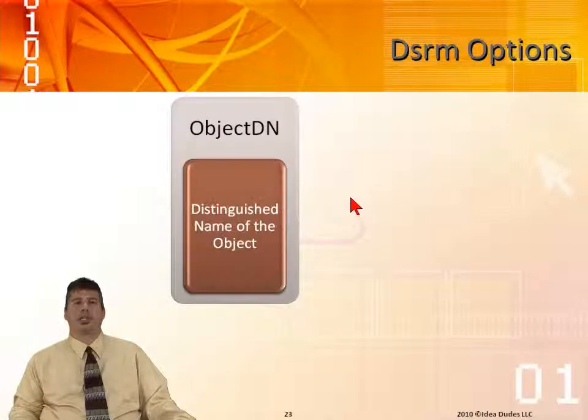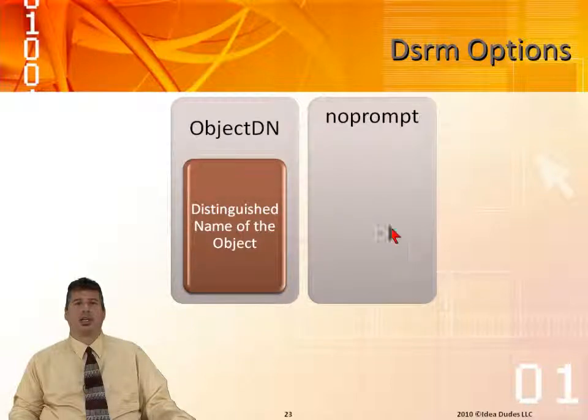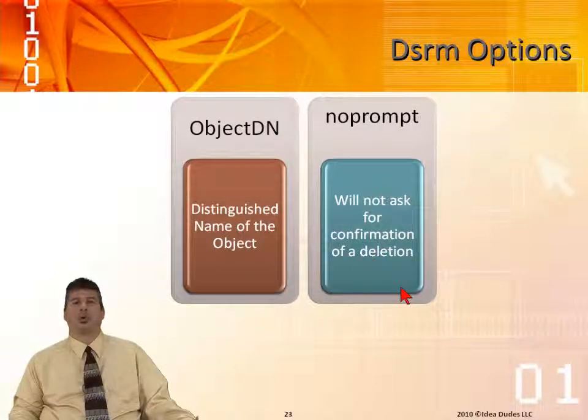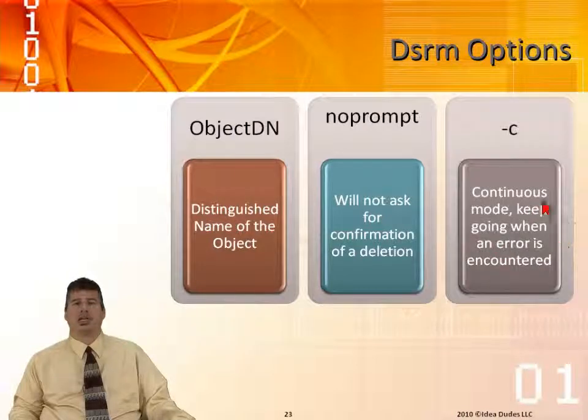DSRM options. You have the distinguished name, which is the object DN. -noprompt will not ask for confirmation of a deletion. -c is continuous mode, which keeps going when an error is encountered.